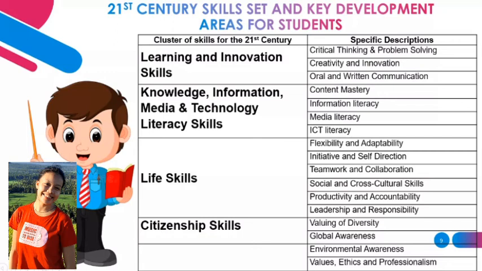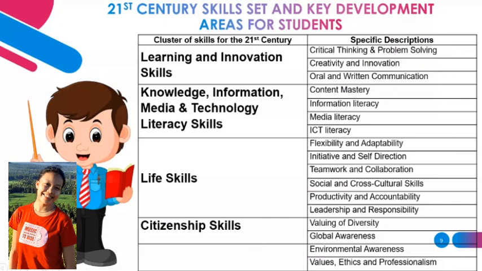Next is productivity and accountability. It involves setting priorities, careful planning, and applying knowledge to create quality results in a fast changing environment. And lastly, leadership and responsibility. Leaders must have the ability to communicate well and motivate their teams, and delegate responsibilities. The last cluster of skills is the citizenship skills.